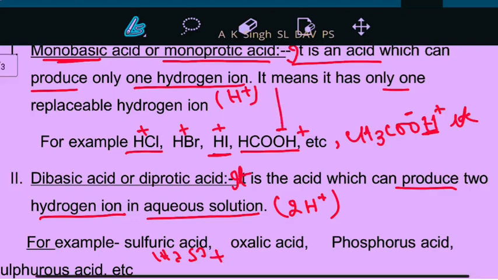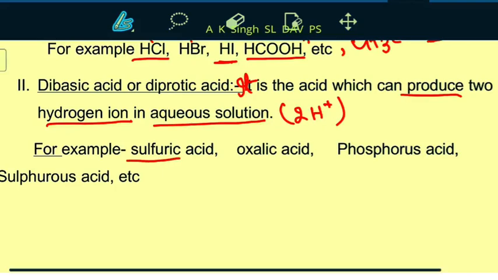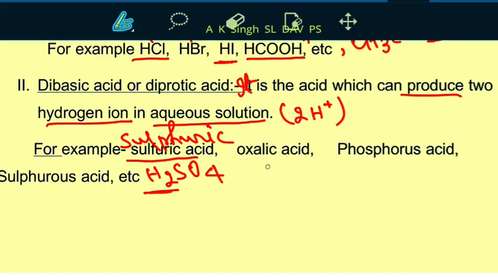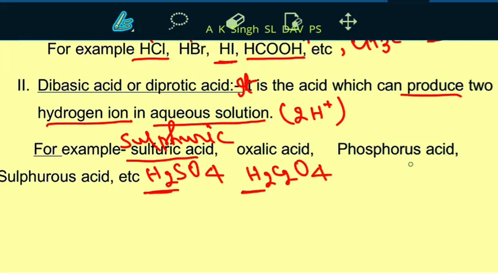Oxalic acid. See the example again. Sulfuric acid, its formula is H2SO4. So it has two replaceable hydrogen ion. Oxalic acid, H2C2O4. It has also two replaceable hydrogen ion.